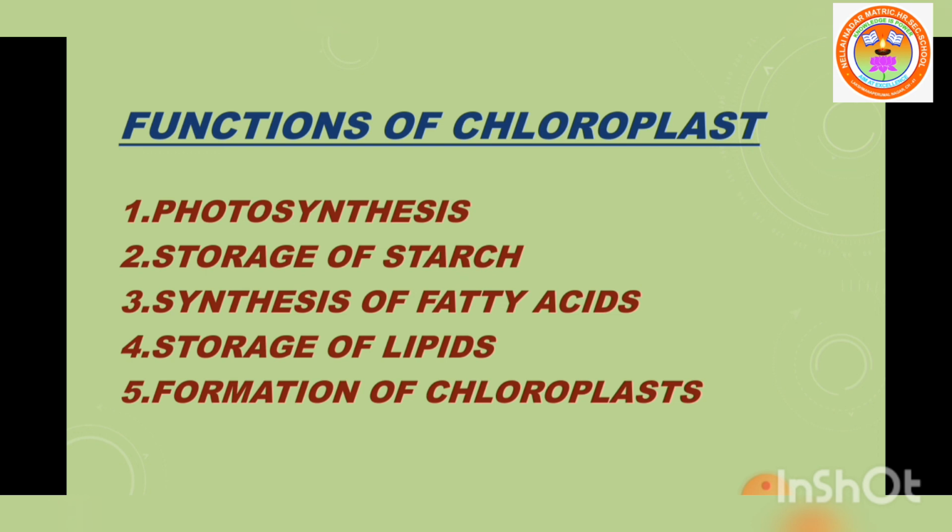Then stroma contains DNA, 70S ribosomes and other molecules required for protein synthesis. Stroma is the site of the dark reaction of photosynthesis. Grana is the site of the light reaction of photosynthesis. So this is about the structure and function of chloroplast.